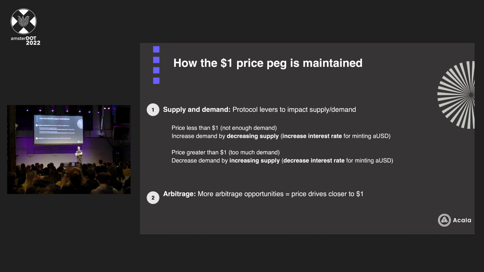And then the opposite is true. If the price is greater than $1, that means there's a lot of demand. This likely would happen if there's a market correction in the downward direction, where people are exiting into stablecoins. You can decrease the demand by increasing supply. You increase supply by decreasing the interest rate. With a lower interest rate, more people will mint aUSD.